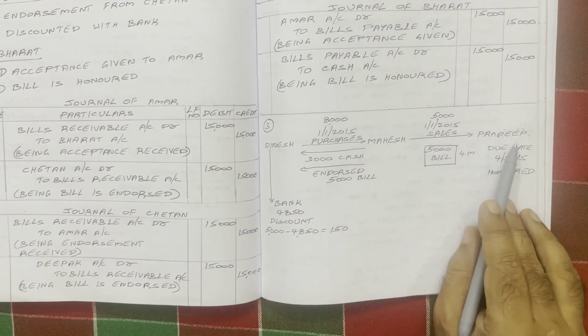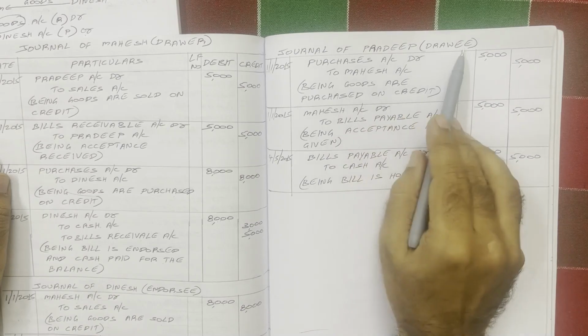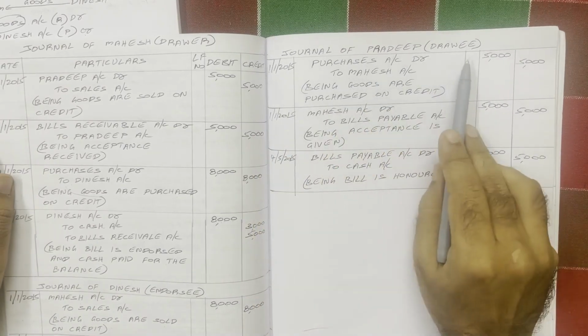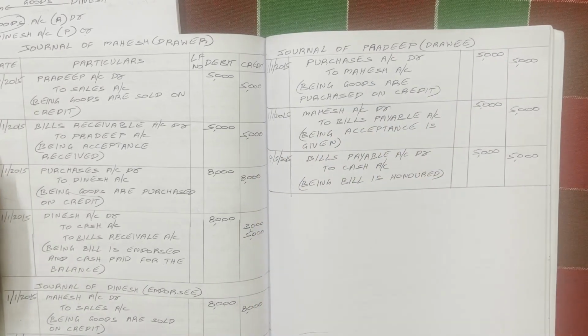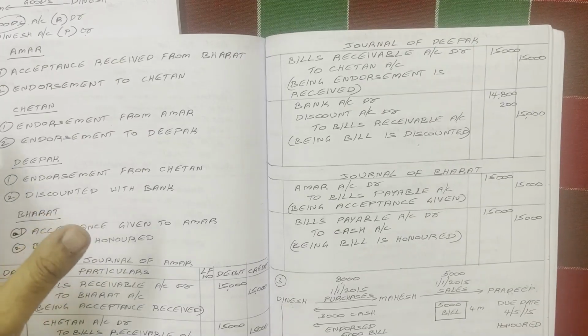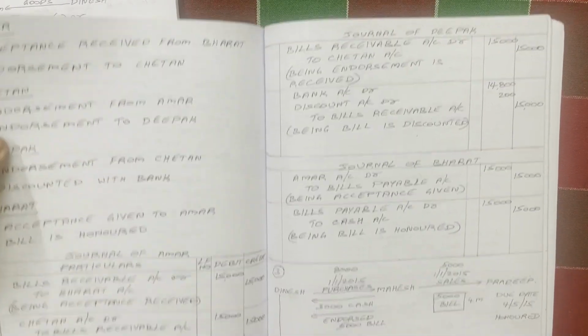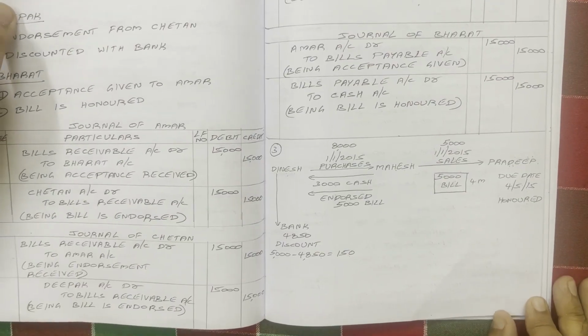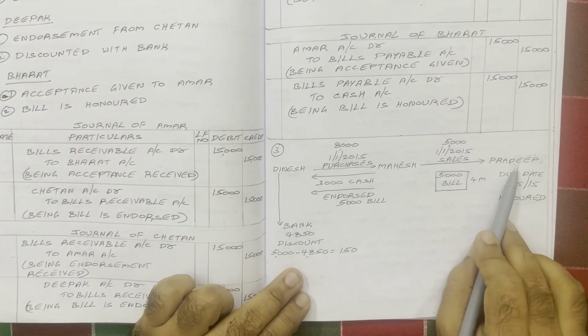Next come to journal of Pradeep. Journal of Pradeep, drawing, date, particulars, LF number, debit, credit. Now you have to analyze from Pradeep point of view. Because in Pradeep books we are writing, no? Our assumption is firm owner is Pradeep. Think from Pradeep point of view.